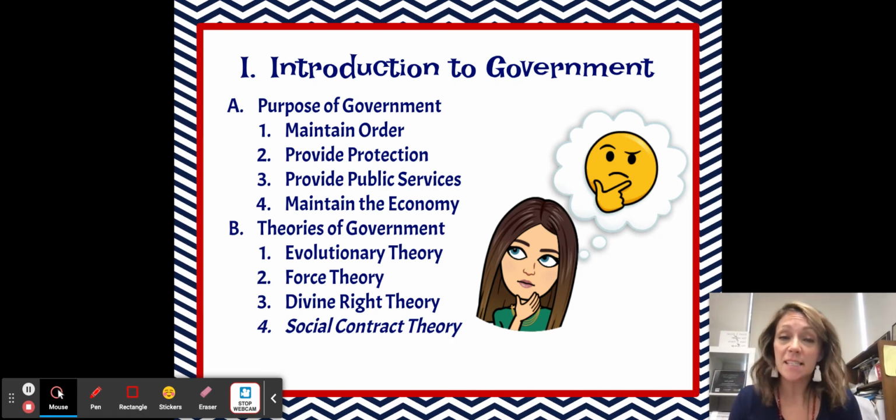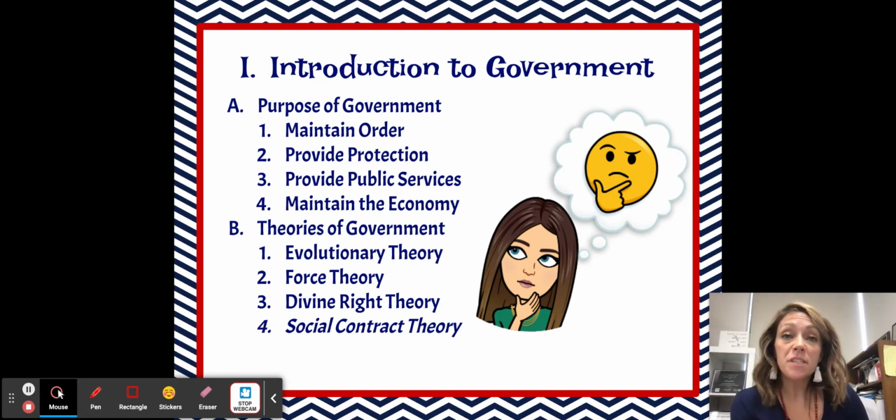The third thing is that all governments are going to provide some sort of public services, and they might vary depending on the government. But in our government today in the United States, public services are things like roads, bridges, things that are going to help maintain our infrastructure, public schools, where you are right now.